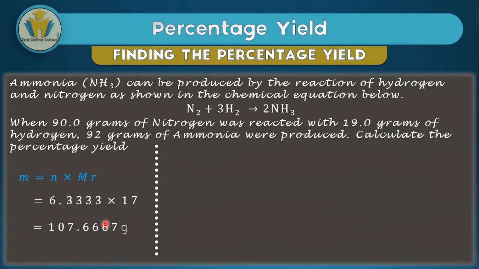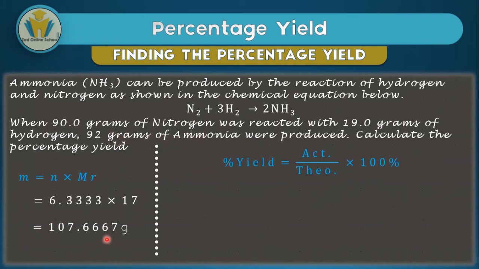Okay, these are the grams of ammonia that are actually produced theoretically, meaning after calculation using the information that we've been given here, we are supposed to produce 107.667 grams of ammonia. If you remember, percentage yield was actual over theoretical multiplied by 100, right? Can you see that our actual number of ammonia is less than this that we found here?